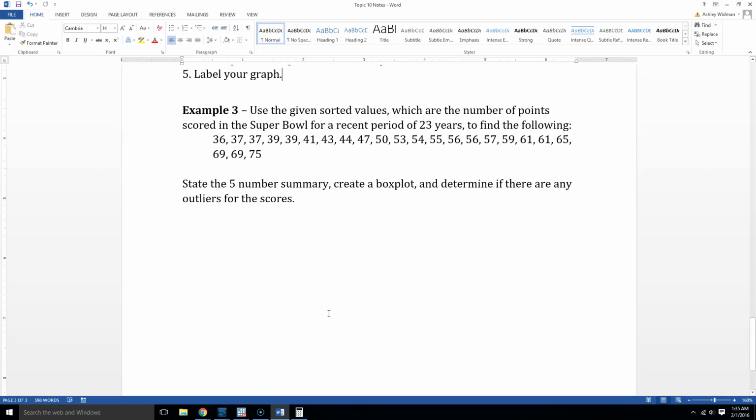They are the number of points scored in the Super Bowl for the winner for a recent period of 23 years. So all of these are the scores for the winners in the Super Bowl. And from that, we want to create the 5-number summary, which we're going to do in Stata. Create a box plot, which we will do for now by hand. And determine if there are any outliers, which we will do using the 5-number summary values.